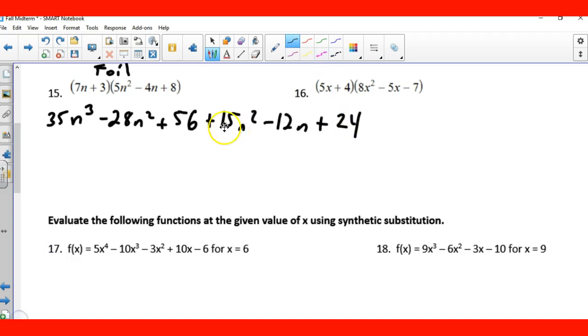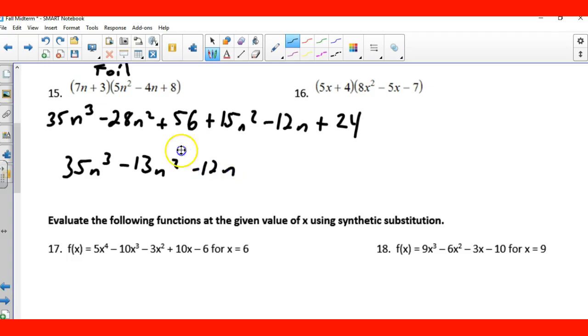So now, alright, combine like terms. So we have 35n cubed. Alright, we have negative 28n squared and 15n squared. 28 minus 15 is going to give us a negative 13n squared. And then we have negative 12n.